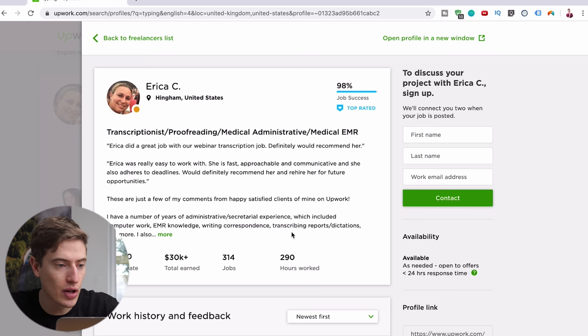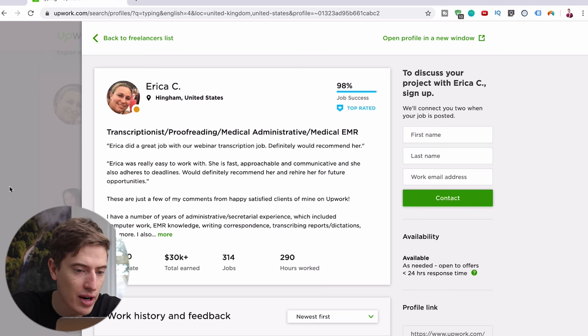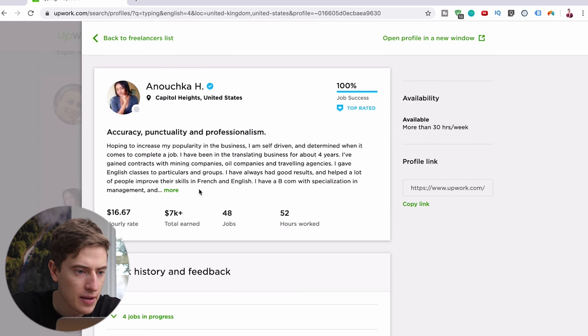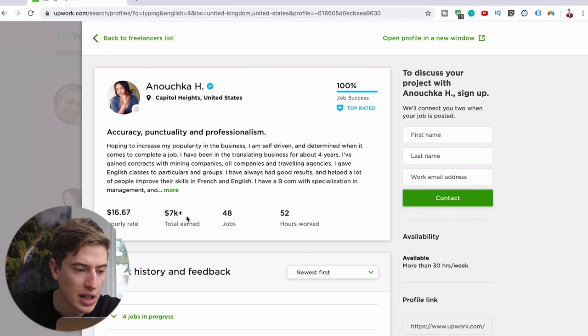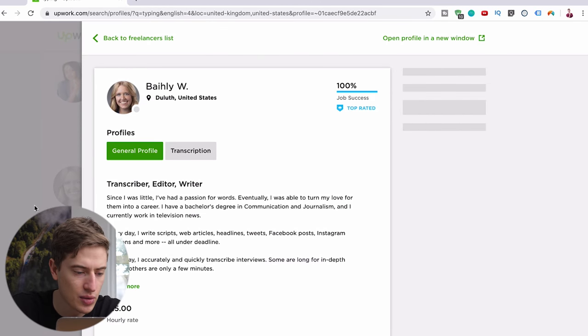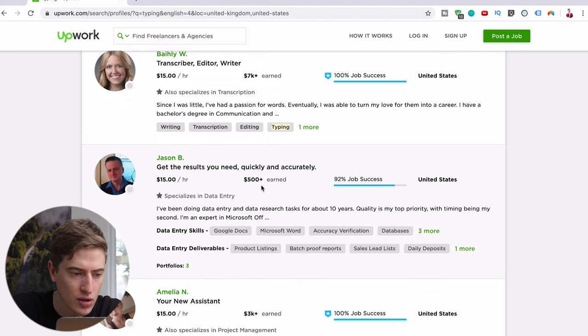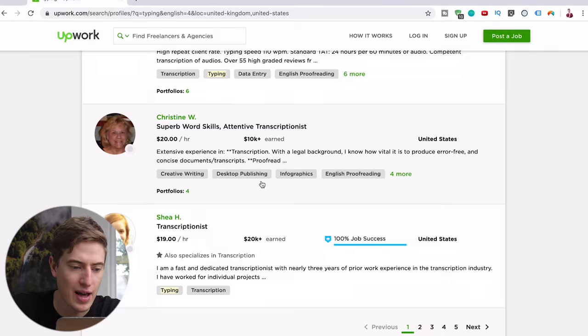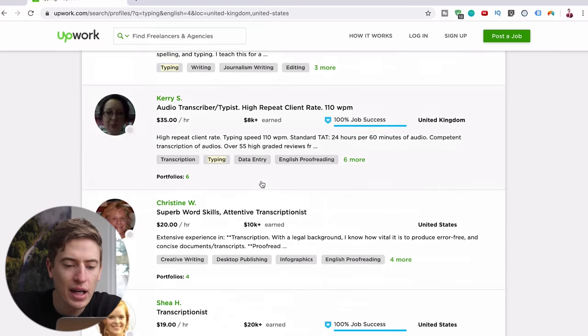Look at this. Okay, let's just have a look. This is Erica, right? 30 grand earned, okay? Let's have a look at this one. This is Anucha, 7,000 earned, okay? Let's have a look at this one, 7,000 earned as well. You can see it right here, $500 earned. 3,000 earned, 7,000 earned, 8,000 earned, 8,000, 10,000, 20,000. There are pages of people.